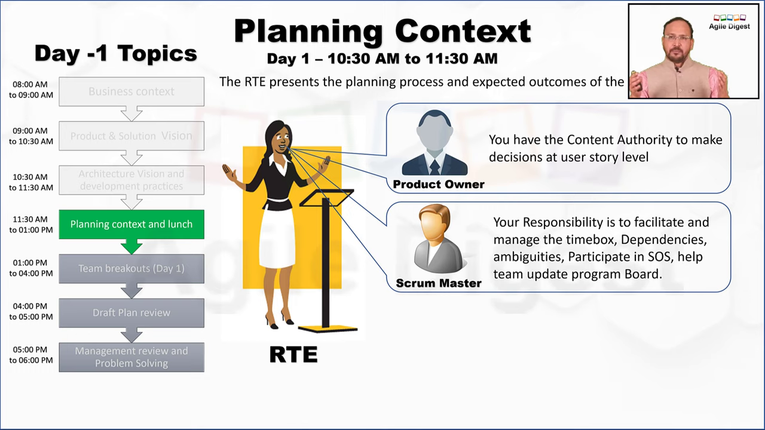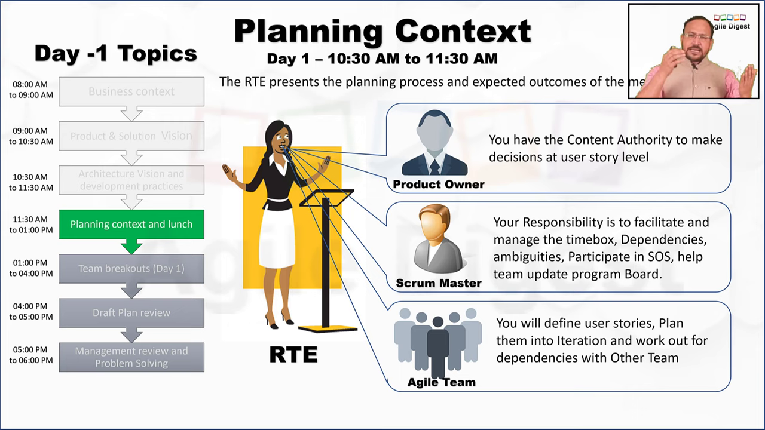Also, whenever the team will be executing their activities, as a Scrum Master, you will represent your team's progress and join the SOS. SOS, Scrum of Scrums, where we'll have a checklist and you need to update how your progress is. We'll talk about this SOS in a while when we reach that stage. And then the team will update the program board. Then the RTE also talks about your agile teams, that their responsibility is to define the user stories, plan them into iterations, and work out the dependencies with the other teams.